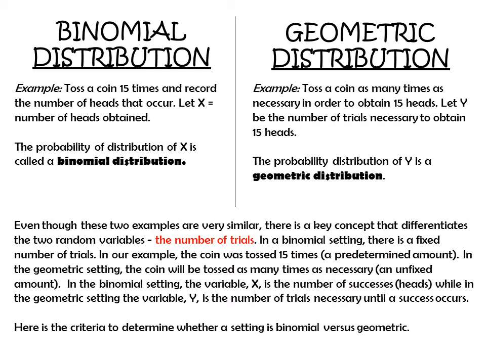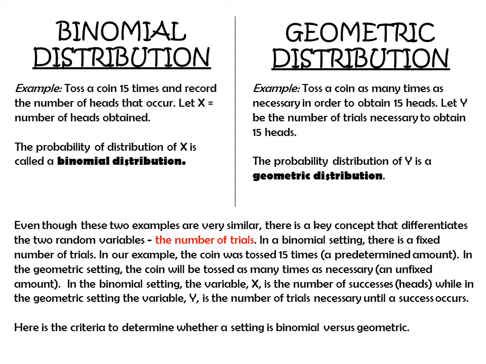Even though these two examples are very similar, there's a key concept that differentiates the two random variables: the number of trials. In a binomial setting, there's a fixed number of trials. In our example, the coin was tossed 15 times, a predetermined amount. In the geometric setting, the coin will be tossed as many times as necessary, an unfixed amount. In the binomial setting, the variable X is the number of successes, while in the geometric setting, the variable Y is the number of trials necessary until a success occurs.